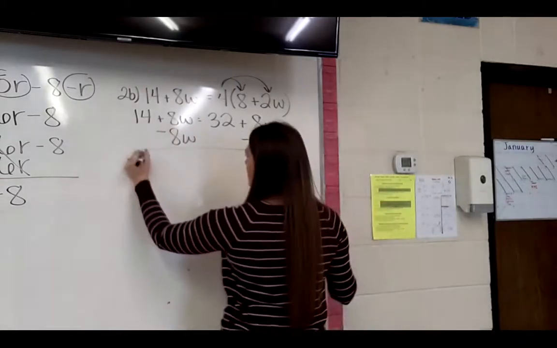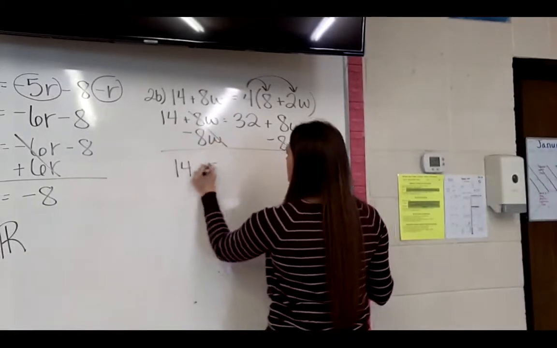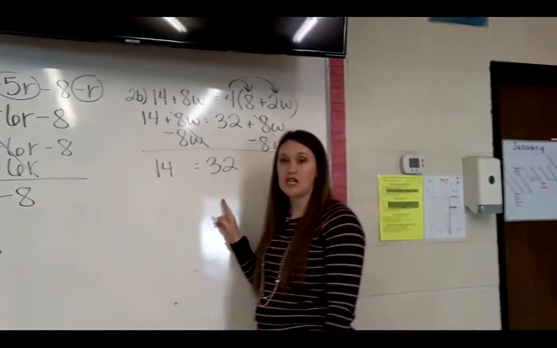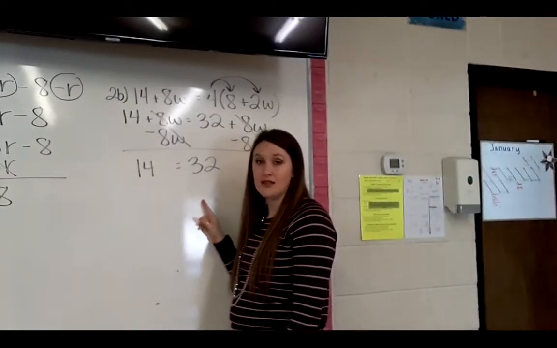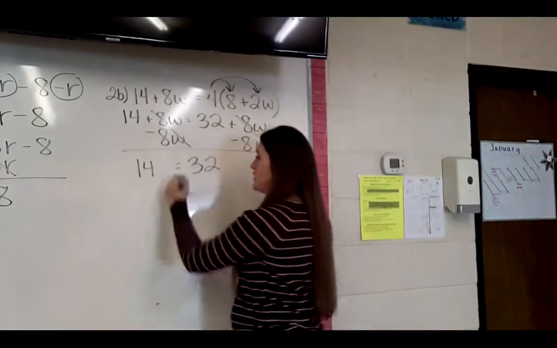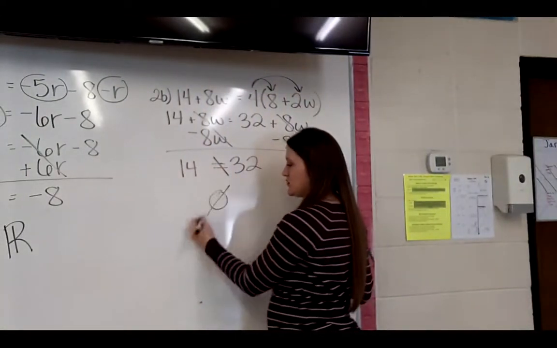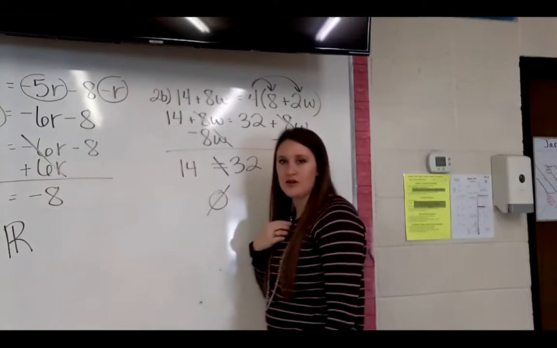I have 14 equals 32 and it cancels from both sides, and I'm left with 14 equals 32. That is not true, nor will it ever be true. So you put a line through your equal sign, that means does not equal, and your answer is no solution. Circle with a line through it.